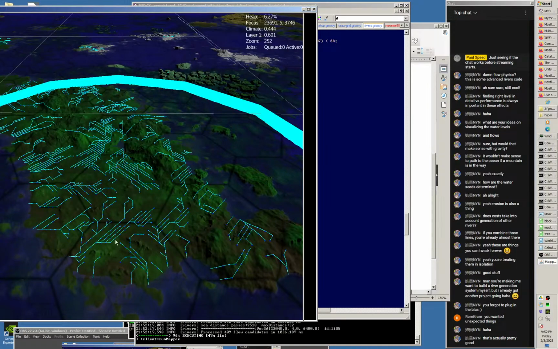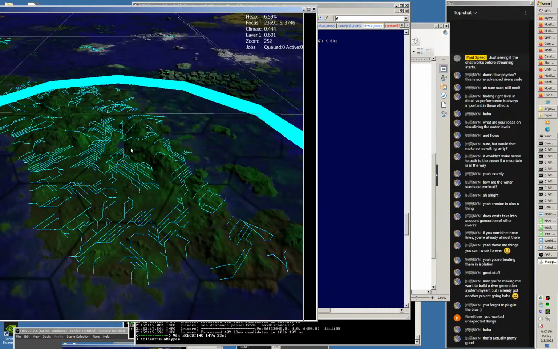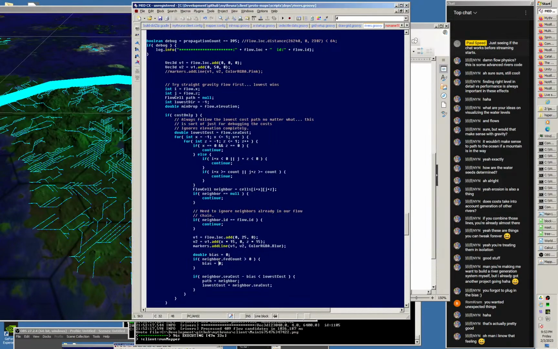So here's the boring way, no bias. Everything just goes straight to the ocean. Oh, maybe it didn't. This seems different than what we were getting before. No, okay, everything's going to the ocean kind of as quickly as it can. Lots of parallel lines. So we'll take a screenshot. Now we'll add our bias in and see what difference we get.